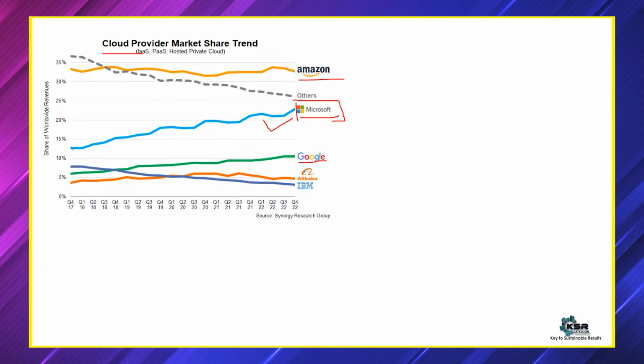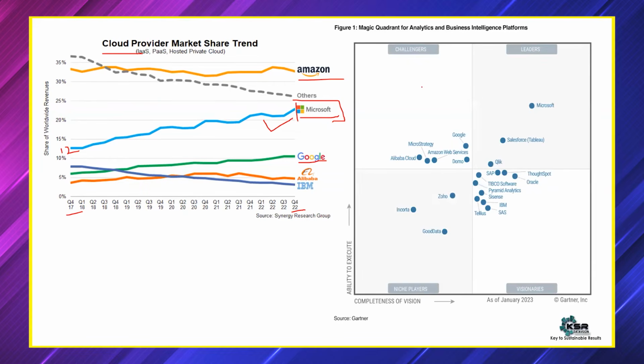You can see the trend of Azure is also increasing. It was somewhere around 12% in Q4 2017. By Q4 2022, it is trying to capture the market share, whereas Amazon is kind of steady. The market share is not increasing, not even decreasing. If you see Google also, it's way below Microsoft and AWS. Let us take a few more examples.